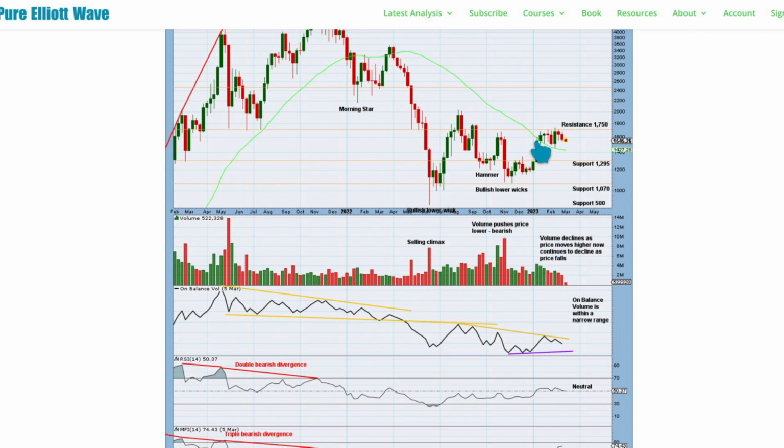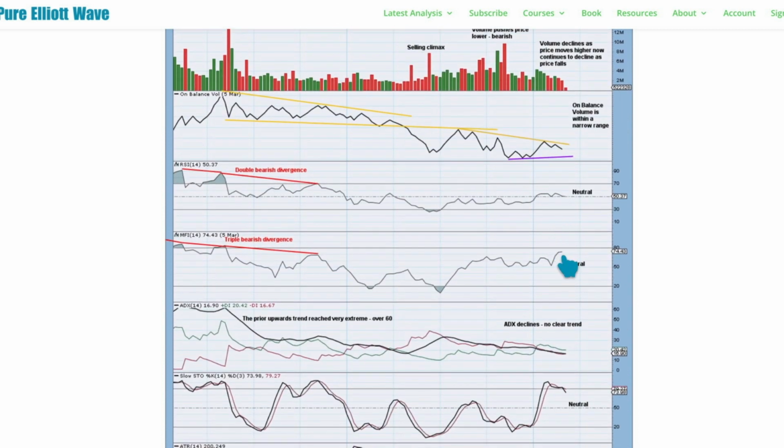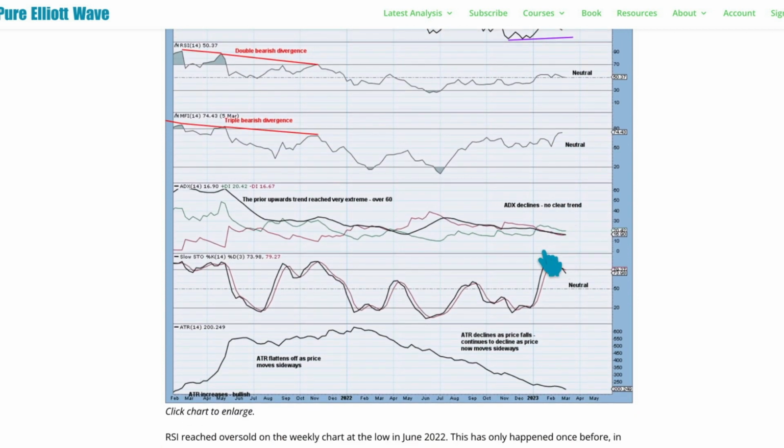Volume is declining as price moved higher up to resistance and is continuing to decline as price moves lower from resistance. Pretty typical behaviour from volume during a consolidation. RSI and money flow both neutral, we've been over ADX and stochastics. ATR continuing to decline as price moves sideways is normal behaviour for a consolidation.